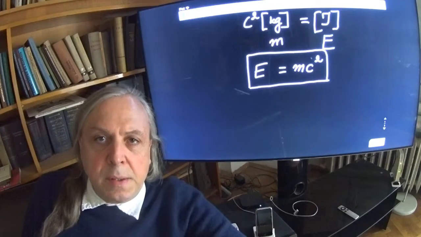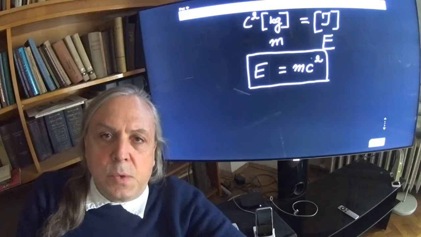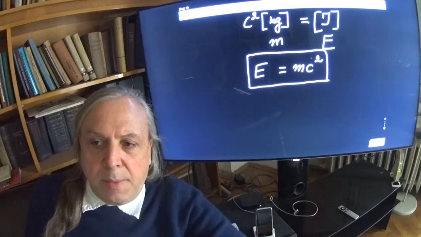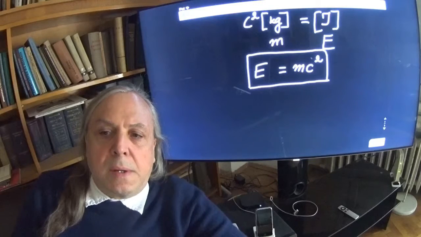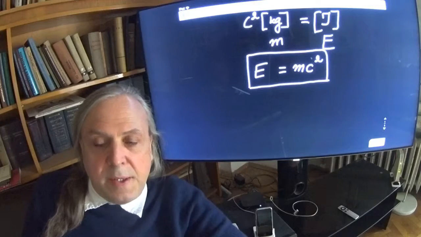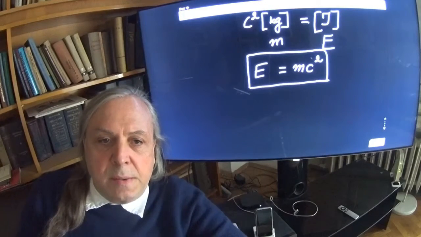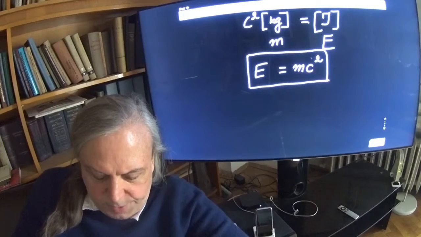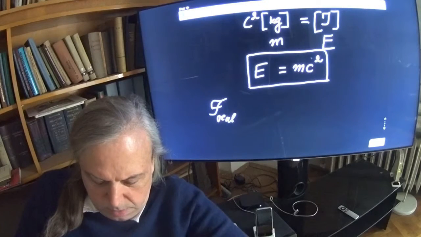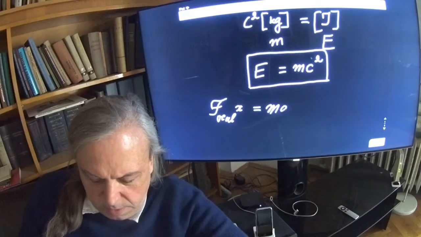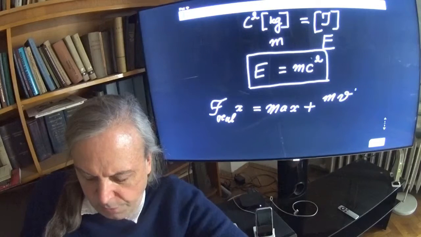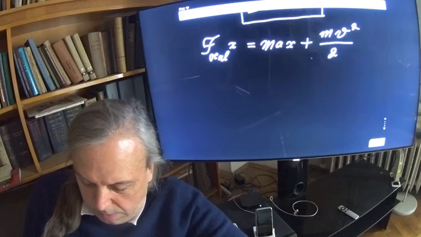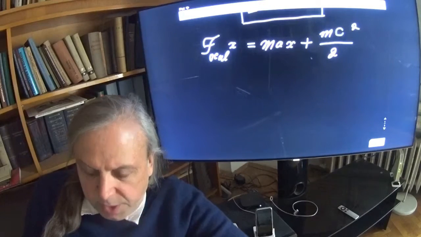However, the constant c in the mass-energy relationship E equals mc², stemming from the more general expression which was derived based on absolute truths and which accounts for the spatial effect of force neglected in contemporary physics, that constant c in general isn't the speed of light, the velocity of light anymore. Recall this expression: f real x equals max plus mv² over 2, which for high velocities turns into an expression containing this constant c.